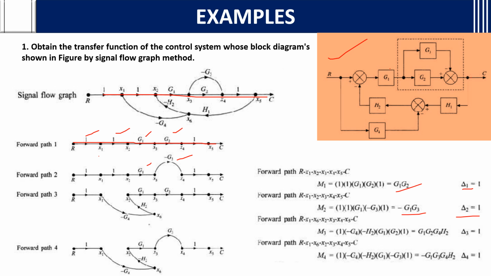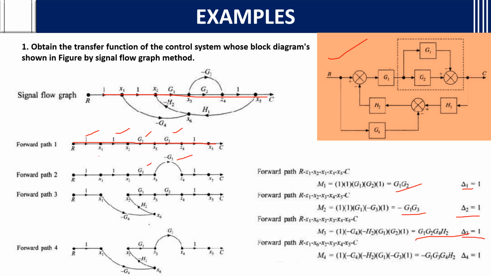Then the third forward path, its gain is minus G1 G2 G4 H2. So delta 3 will also be 1. Why? Because for this path also the loops are touching. There should be loops which are not touching that path, and then only we should do 1 minus that respective loop gain. But here there are no non-touching loops, so it is 1.